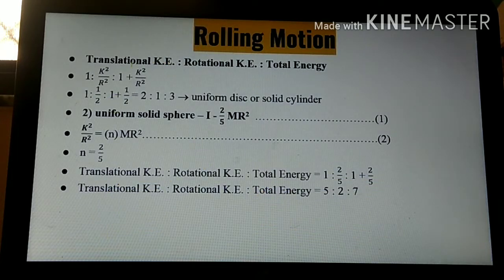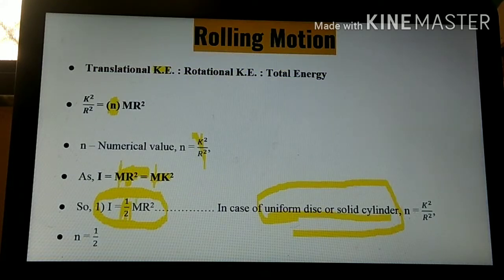See over here, translational kinetic energy, rotational kinetic energy and total energy. This is the ratio: translational kinetic energy is 1, rotational kinetic energy is k²/r², and total energy is 1 plus k²/r². You have to learn this formula as well as the previous one. What we have got previously from the moment of inertia is that the value of k²/r² is half.